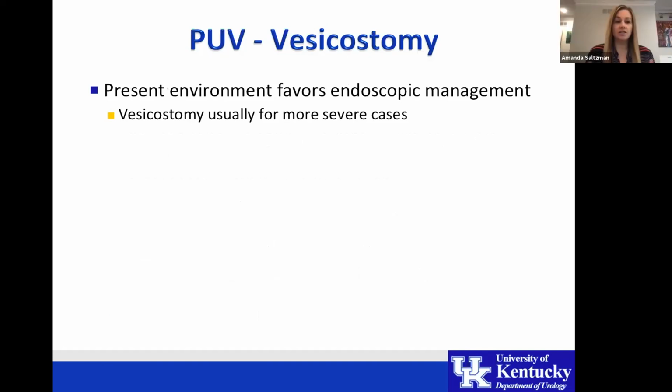So as we talked about, the present environment absolutely favors endoscopic management, and vesicostomy is usually reserved for the more severe cases. What this does, though, in the literature is this doesn't really allow you to compare apples to apples, right? Because if most patients are treated with ablation, but only the worst cases with vesicostomy, then you're comparing patients with a milder phenotype of disease to ones with more severe disease. So when interpreting the literature, that's an important thing to remember.